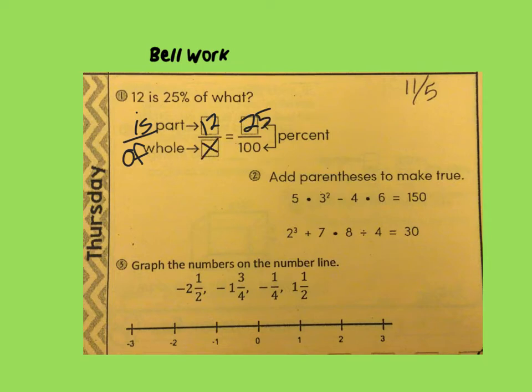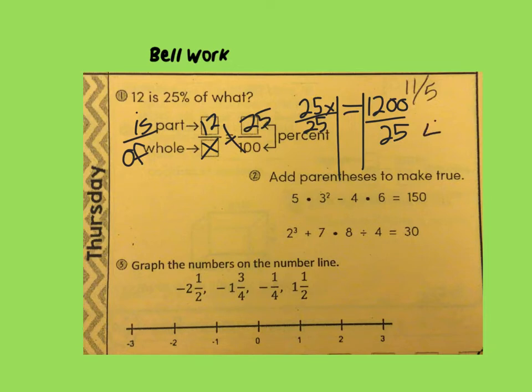It says of what? Well, the things that we don't know in math, we always call a variable, and I just choose X. Now, from here, we just do some cross multiplication. So 25 times X is 25X equals 12 times 100, which is 1,200. Now we make our railroad tracks. We divide by 25 on both sides. It might be helpful to have a calculator on this one. So 1,200 divided by 25, and we get 48. So 48 is our of. 12 is 25% of 48.